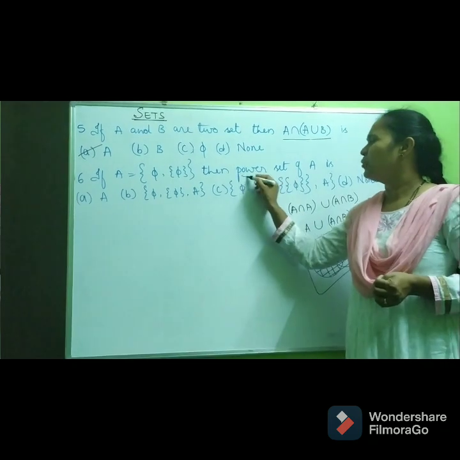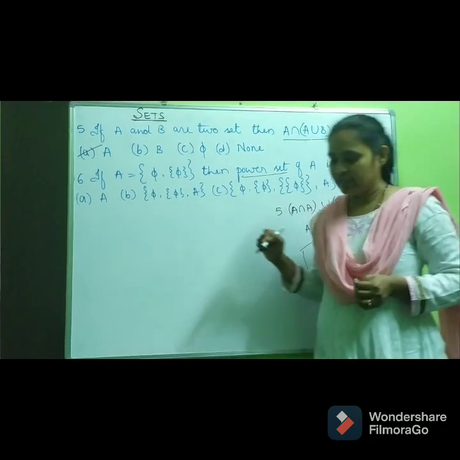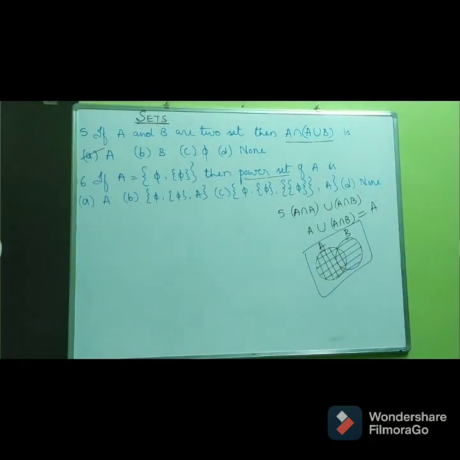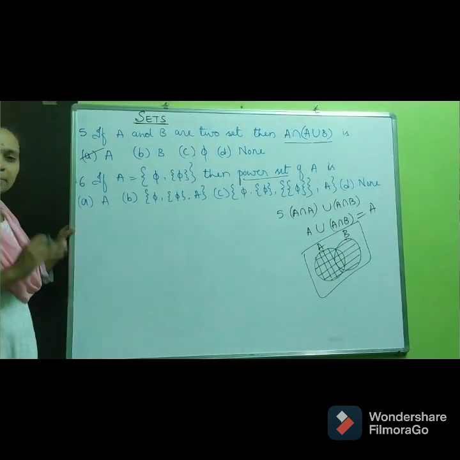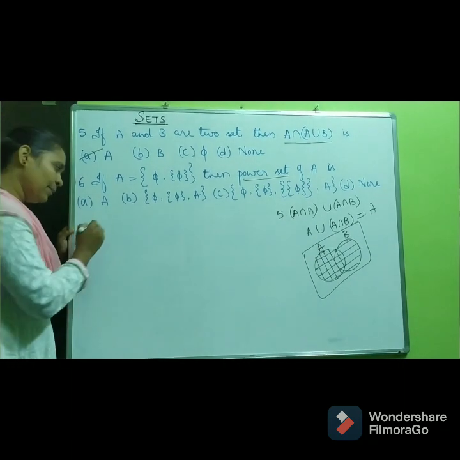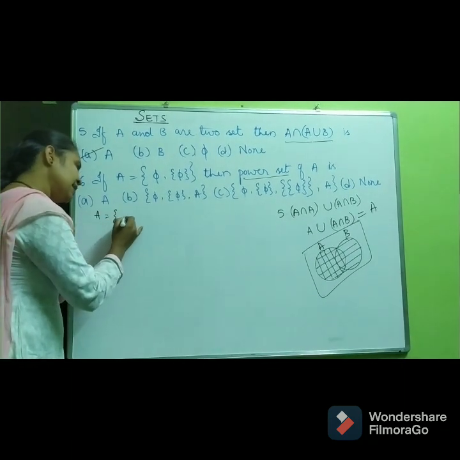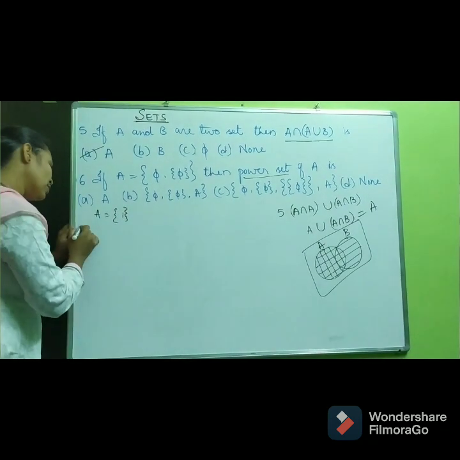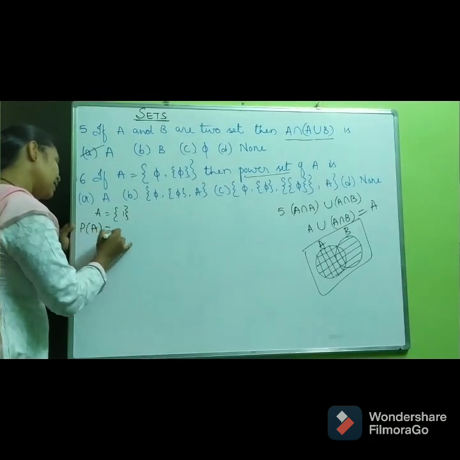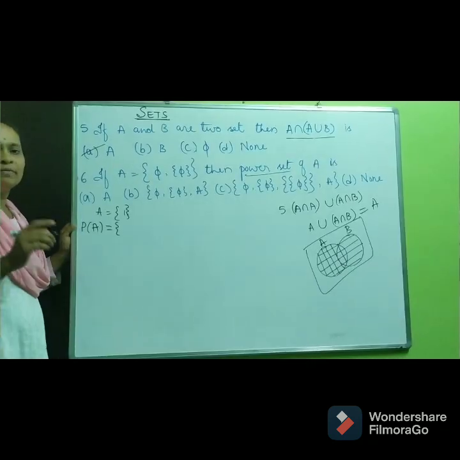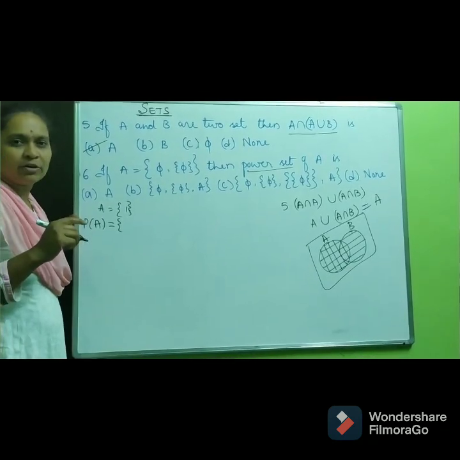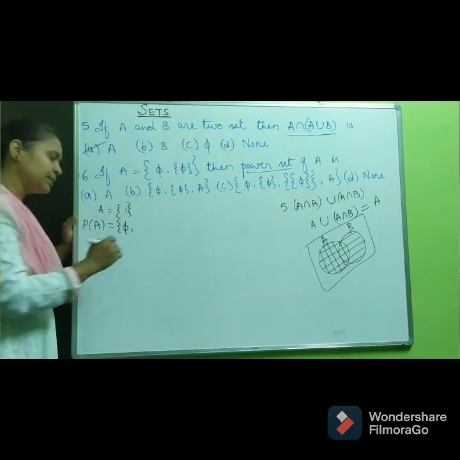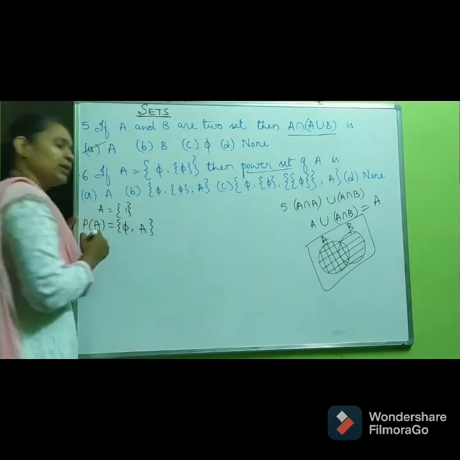Sixth question. If A is equal to the set, null set, set of null set, then power set of A is. What do you mean by power set? Power set is the collection of subsets of a set. One example I will give here. Suppose A is equal to 1. The collection of all the subsets, that is P of A, power set is equal to, we know, null set is subset of every set. Therefore, this will come. The set itself is a subset. Therefore, this will come. Nothing else.